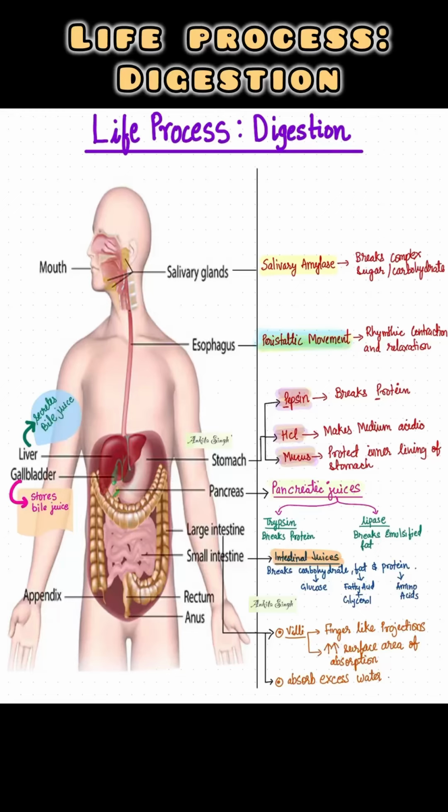Hello students, today we will revise the life process chapter, and under this chapter we are going to see the first part which deals with digestion. Specifically here we will be reading about the human digestive system and what are the various processes and enzymes that are present in each of the organs present in the human digestive system.